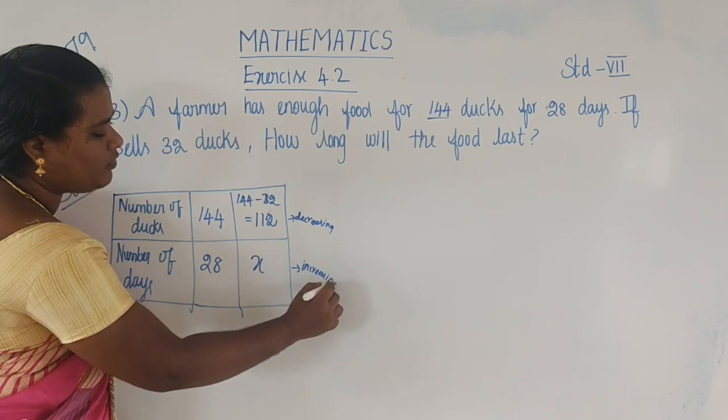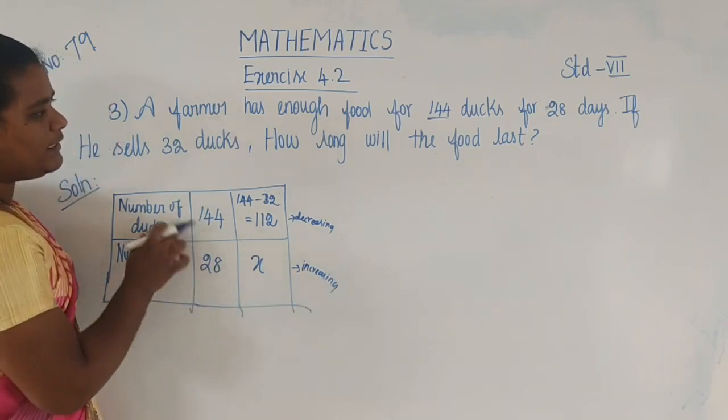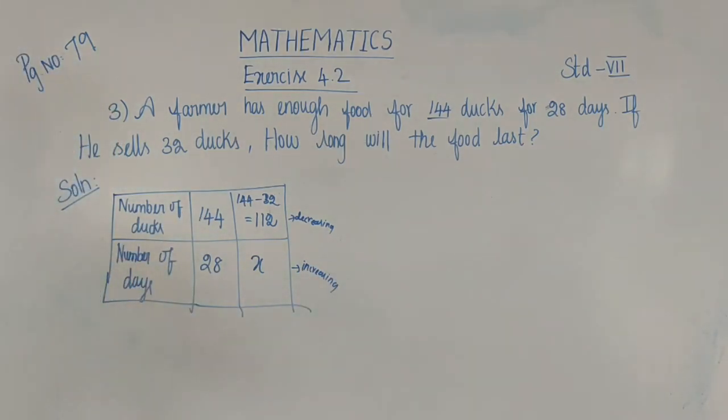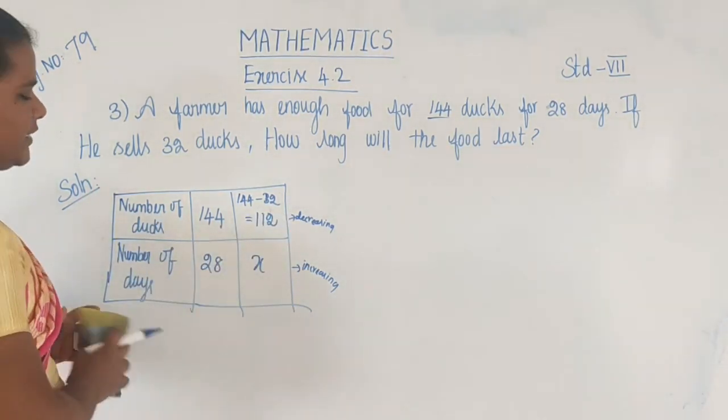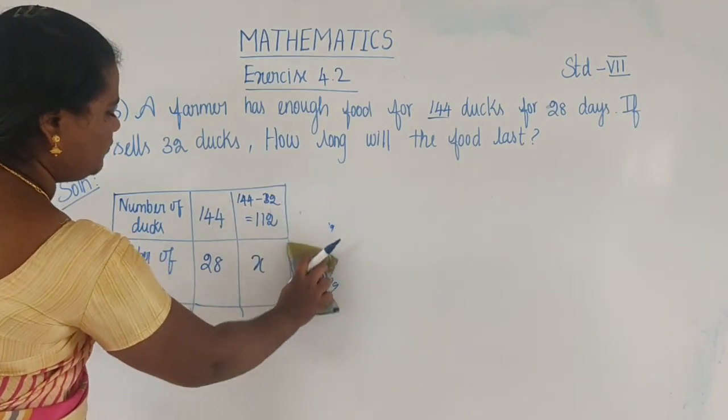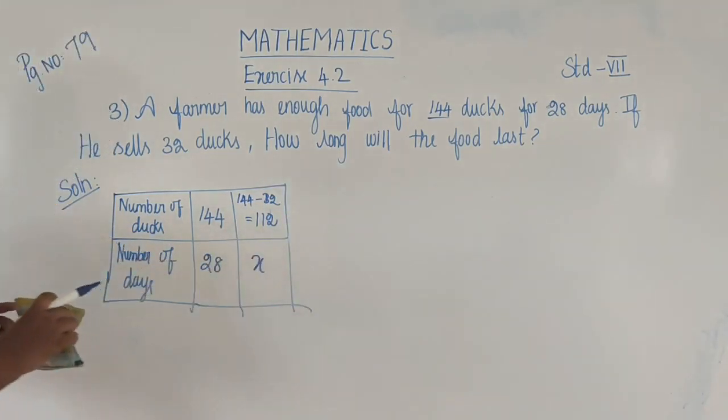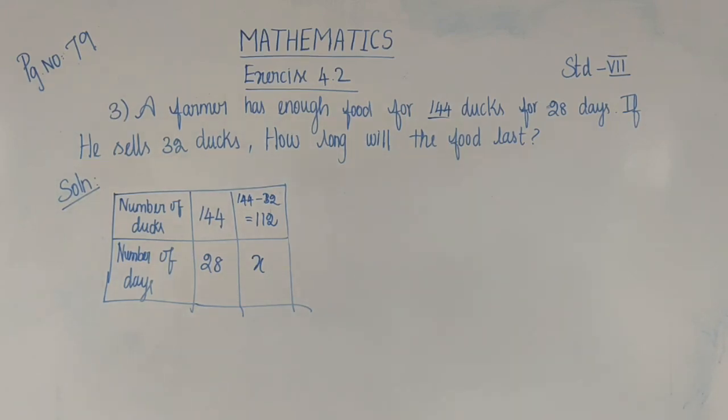So these both are inverse proportions. They both are inverse proportions. Can you understand? First row is decreasing and second row is increasing. Okay.